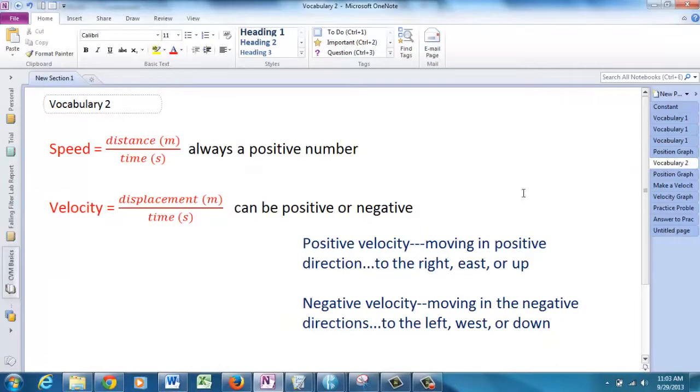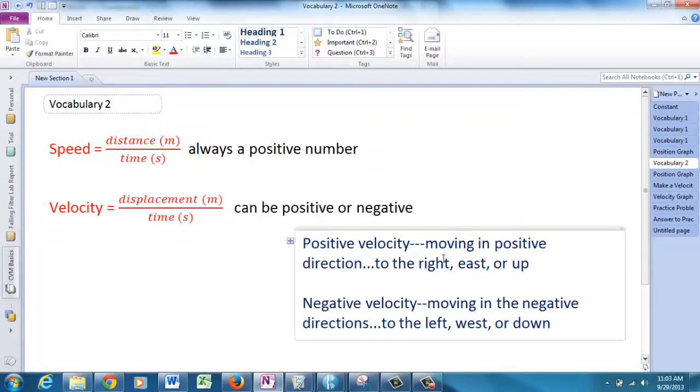Okay, another set of vocabulary here involves how fast something is moving. So we have 2 different quantities, speed and velocity. Speed is given by distance over time, and it's always a positive number. Velocity is given by displacement over time, and it can be either positive or negative.